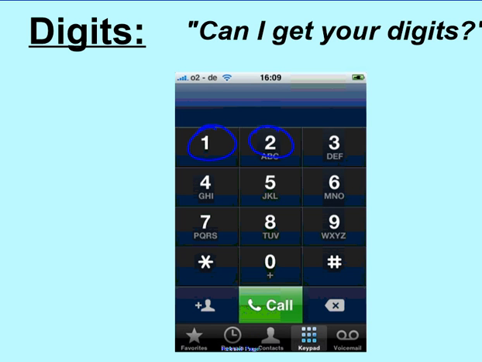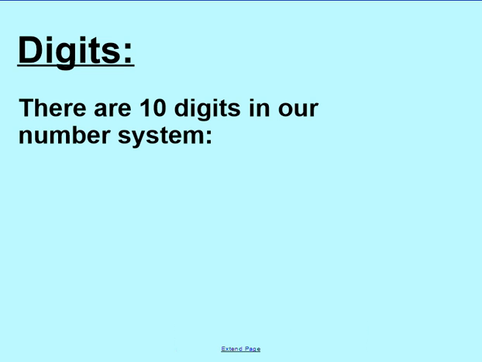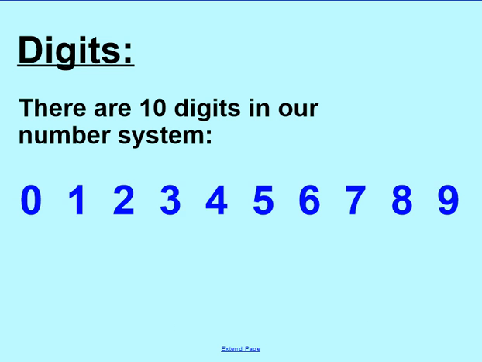1, 2, 3, 4, 5, 6, 7, 8, 9, 10. Even 0 is a number. So a digit, there are 10 digits in our number system. They are 0, 1, 2, 3, 4, 5, 6, 7, 8, and 9. They make up all the numbers that we have in our counting system, our number system.